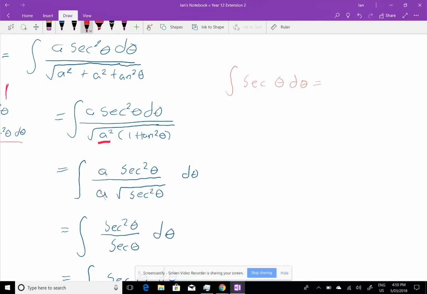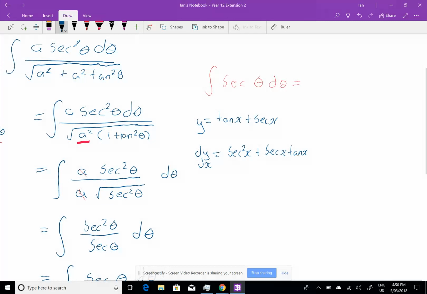Okay, well, we know that if y equals tan x plus sec x, well then dy/dx equals, well, the derivative of tan x is sec squared x, and the derivative of sec x is sec x tan x. And that's going to become useful in a minute. Let's go back to this. Well, the integral of sec x.